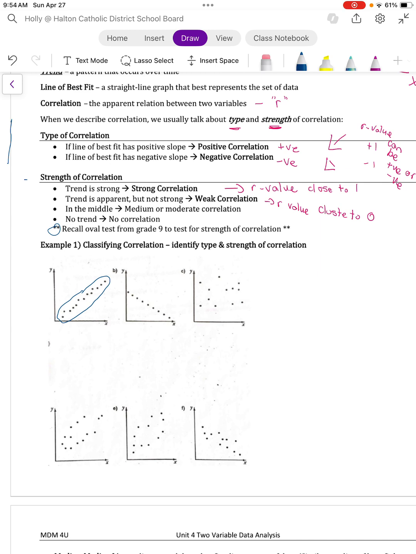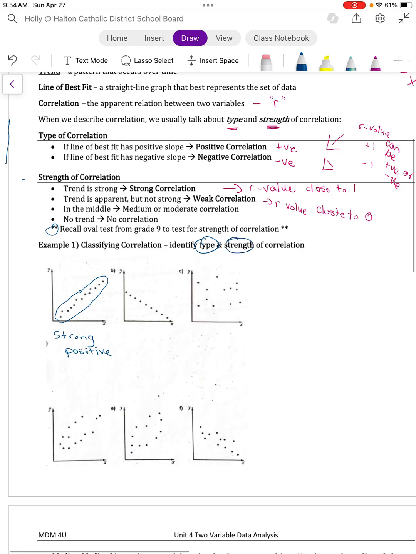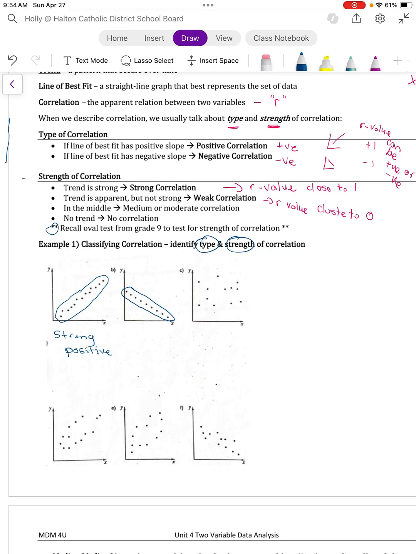It's going upwards. My slope is positive, so I have a strong positive correlation. Remember, type and strength. You must list both. If I circle this second data in B, again, that's a strong correlation because it looks very much like an oval, but it's going downwards, so it is strong, but it's negative. This last set, you can see it's very circular. There would be no correlation.